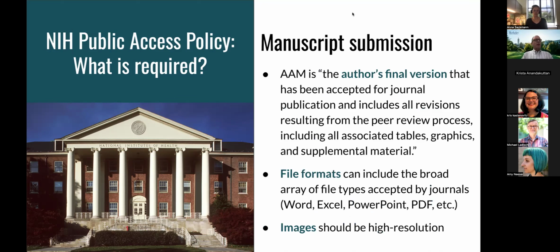There is a definition of the author-accepted manuscript in the NIH Public Access Policy, and it is the author's final version that has been accepted for journal publication and includes all revisions resulting from the peer review process. This includes all the files associated with the peer-reviewed manuscript and called out in the text, such as a title page with author and affiliation information, the main text of the manuscript, all references, figures, and tables if they are not embedded in the manuscript, videos, appendices, supplementary files, all the things that were submitted to the journal in essence.